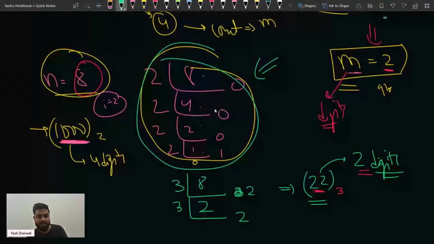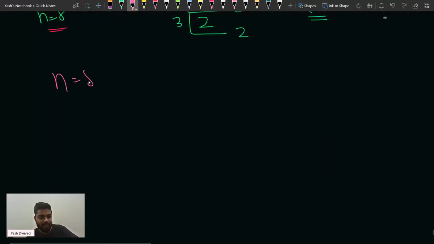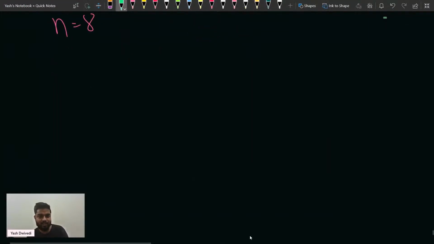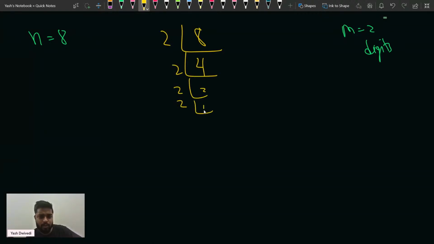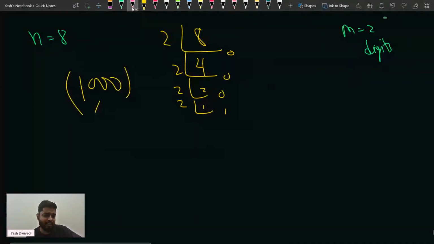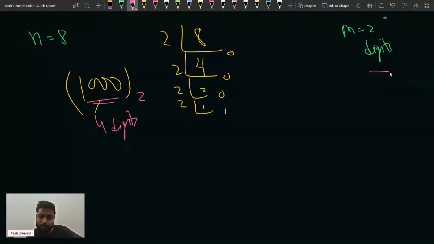Now, Hussein, see. Basically, if you have n equal to 8, you need to understand this thing. Suppose that you want to represent it with m equal to 2, that is 2 digits. If you talk about 8, you'll divide it by 2, divided by 2, and so on, so it becomes 1000. Basically 4 times you're dividing. So in base 2 there are 4 digits, correct? So it is not equal to m.